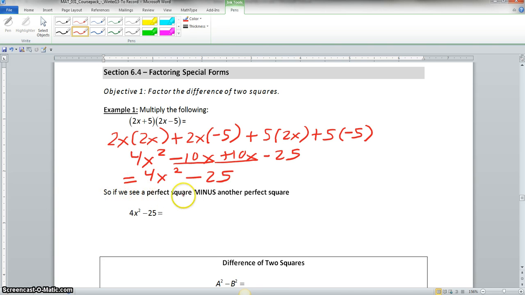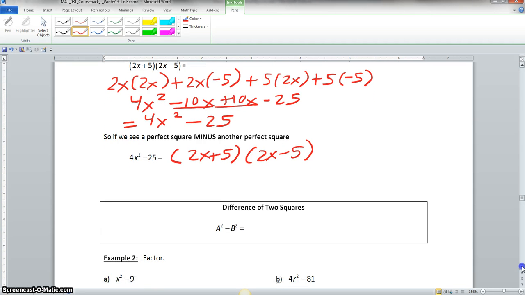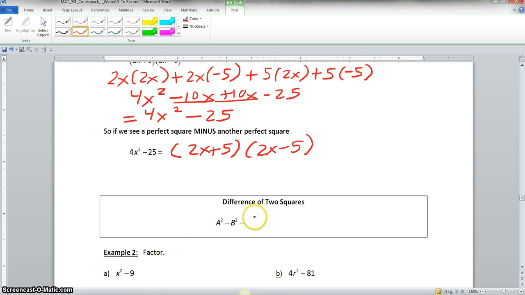Now, so if we see a perfect square minus another perfect square, 4x squared minus 25 is actually 2x plus 5 and 2x minus 5. Now, it says here the difference of two squares. What we would do is this here. If we have a perfect square minus a perfect square, we would take the square root of this first perfect square. The square root of a squared we know is a. So we would put a in both of these parentheses.